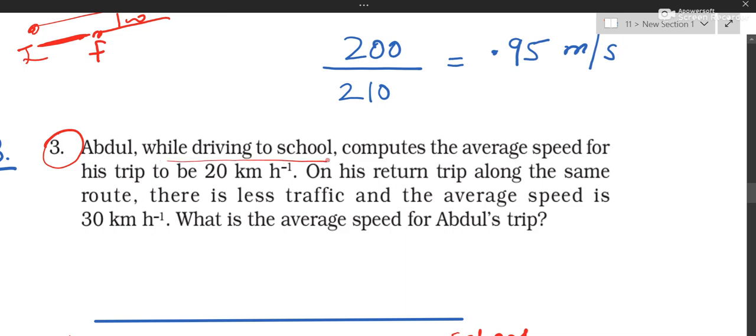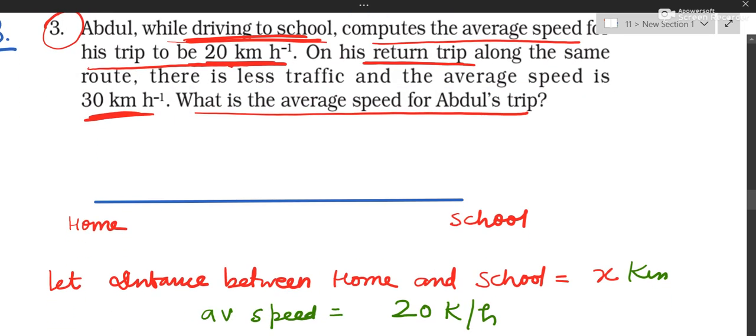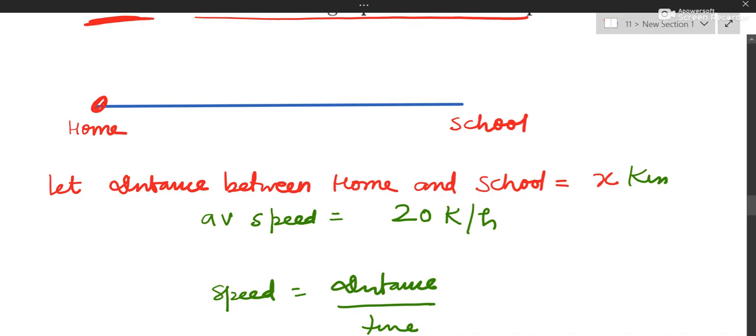Question number 3. Abdul, while driving to school, computes the average speed of his trip to be 20 km per hour. When he is going to school, his speed is 20 km per hour. When he returns, his speed is 30 km per hour. What is the average speed? So we will imagine that home is here and school is here.